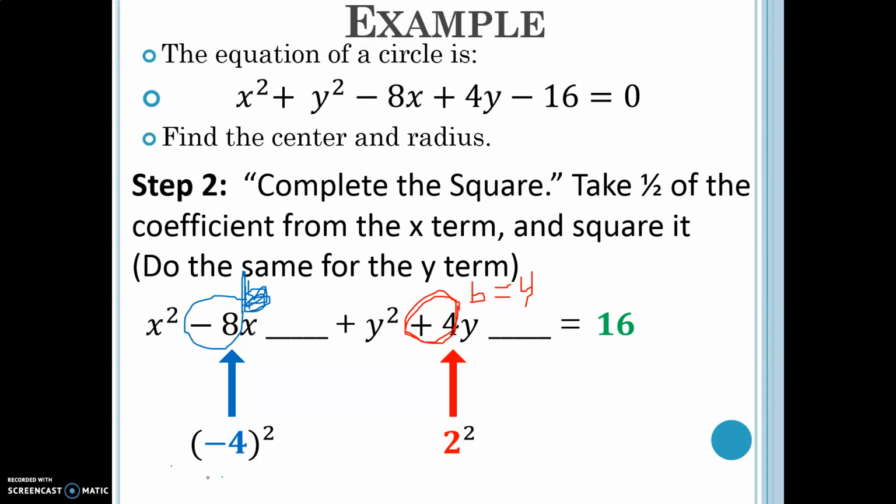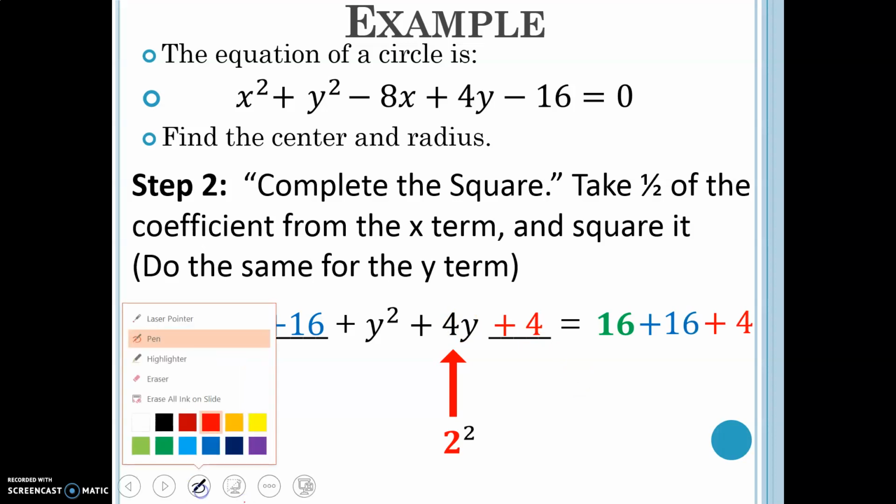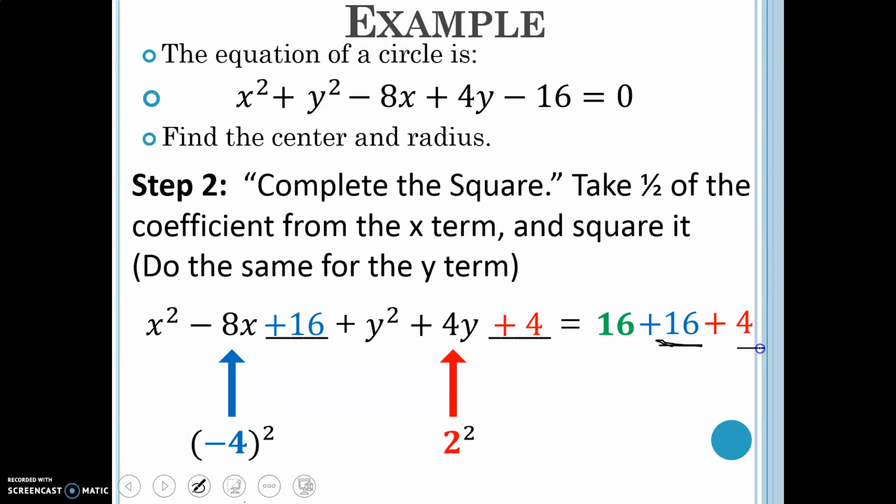All right, so now you will see on the next slide, we are going to actually add that number of 16, and we're going to add 4 into those spaces that we left. But remember, when you add something or subtract something to one side of an equation, you must do it to the other. So here, I am also going to place 16 and 4 on the right side of the equation just to keep it in balance. You're not allowed to do something to one side of an equation and totally forget about the other, so make sure you do it to both.